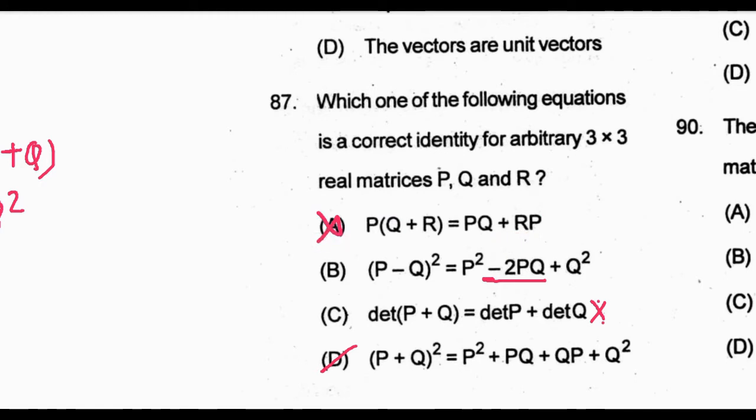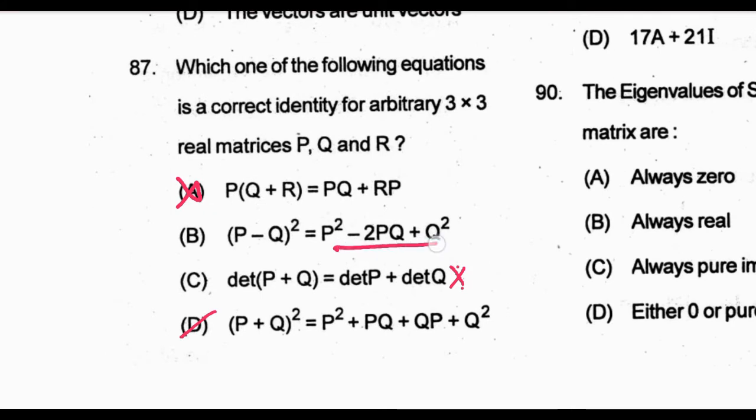Next one is (P minus Q) whole square is equal to P square minus 2PQ plus Q square. So this is also not true, because when we multiply this, one part will be PQ and another part will be QP, and these are not equal. In case of matrices, the commutative property of multiplication is not obeyed. So this is also not true. Next is determinant of P plus Q is equal to determinant of P plus determinant of Q. This is also not true.